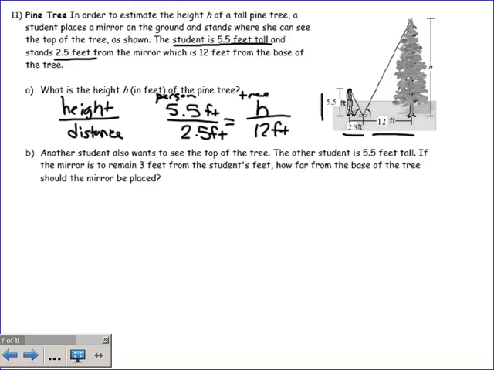Doing this, I don't know where to write this, but 26.4 feet tall. Is that where we're at? Everybody get 26.4? Okay, sounds good.